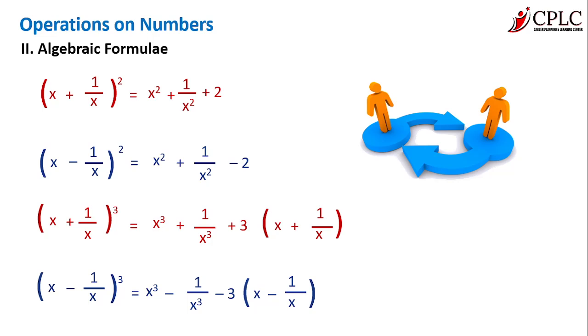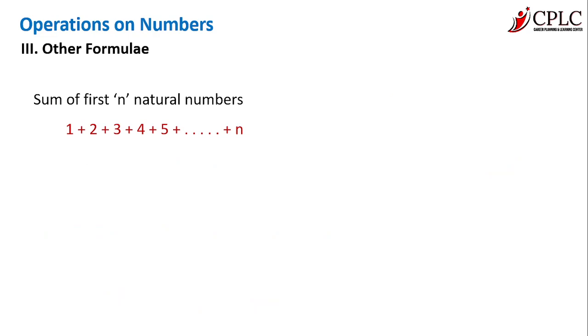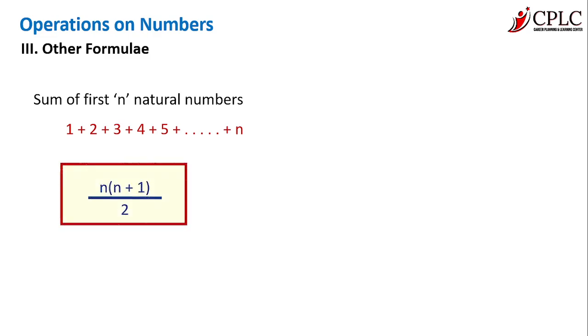Then there are 4 5 random formulae which are utilized anywhere in the calculation. So it is advisable that you remember them as they are, starting with the first one, which is the sum of the first n natural numbers, where you have to add 1, 2, 3, 4, and so on and so forth till n. For example, the formula is very simple. It is n into n plus 1 upon 2.